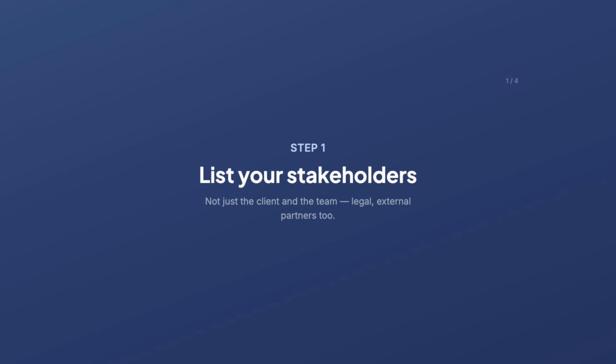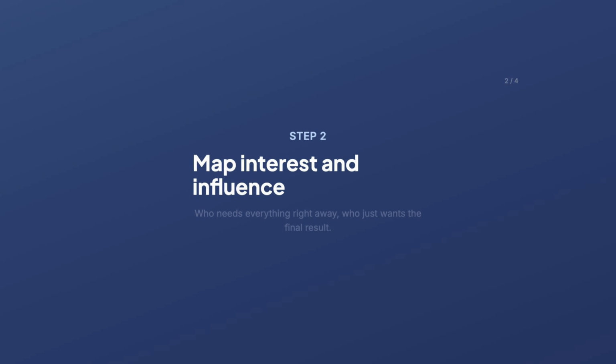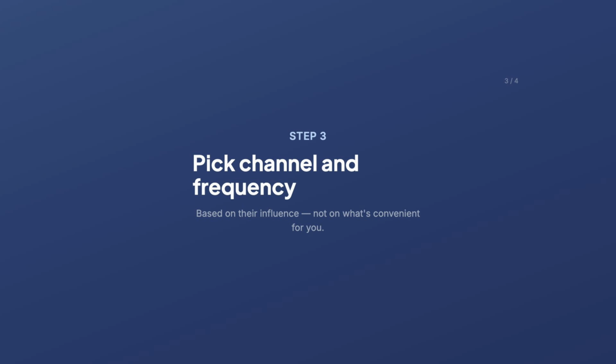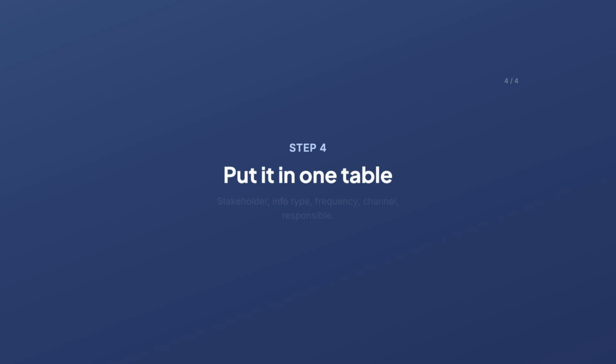Now, step by step. Step 1, list every stakeholder, not just the client and the team, but also the people who show up less often, like legal or an external partner. Step 2, for each one, figure out their interest and influence. Some need to know everything immediately. Others only care about the final result. Step 3, pick the channel and frequency for each person based on that influence, not based on what's convenient for you. Step 4, put it all into one table. Stakeholder, information type, frequency, channel, and who's responsible. And the last and most important part, share that table. Don't keep it only in your head.